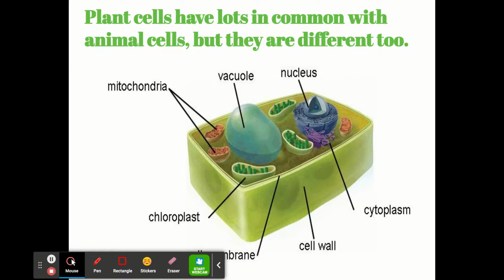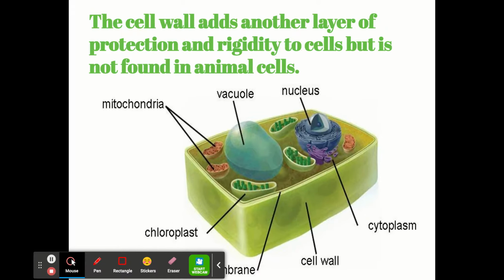Okay, now plant and animal cells have a lot of things in common. For example, they have cell membrane, they have vacuoles, they both have mitochondria, they both have a nucleus, they both have a cytoplasm. Okay, but they are also different.